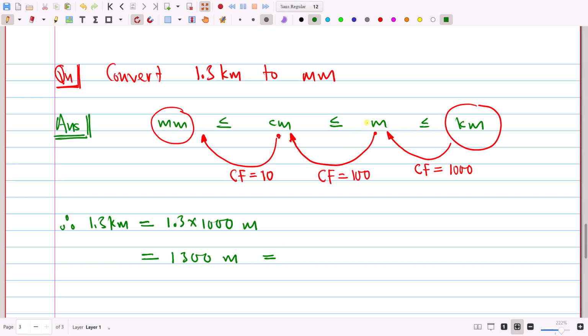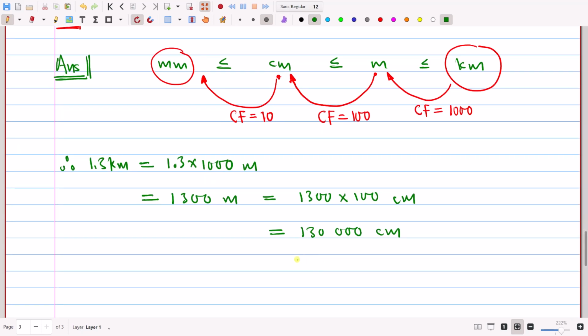Then from meters, now I can shift this to centimeters. Since again I'm moving from a big to a small unit, I multiply by the conversion factor, and now the conversion factor is 100. So I take 1300 and then I multiply by 100, and this now is in centimeters. And what do I get? When I multiply this, 1300 times 100, I get 130,000 centimeters.